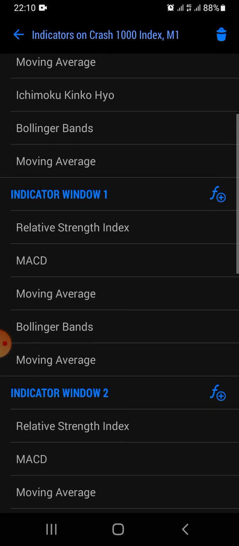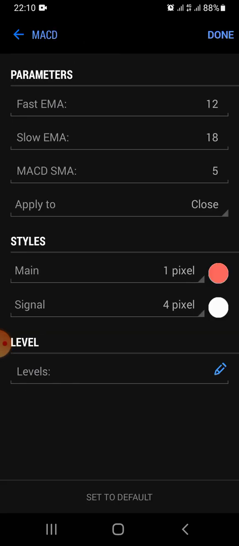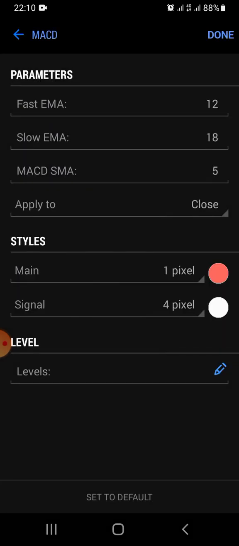Done. Then inside your RSI, you add your MACD. Fast EMA is 12, slow EMA 18, MACD SMA 5. Apply to close. Your main, you can choose to hide it by making it your background color. Mine is black, but I just left it because it's really not important.